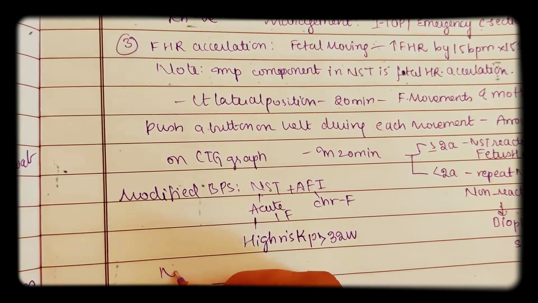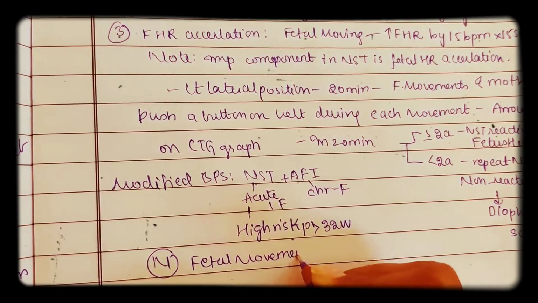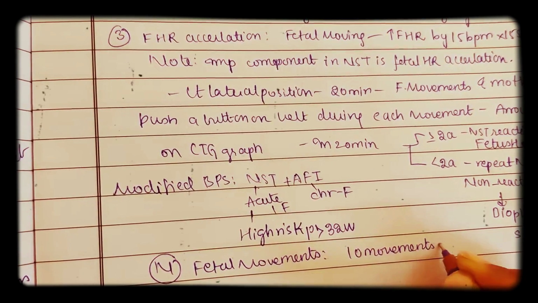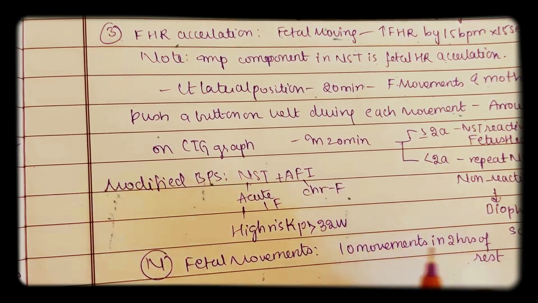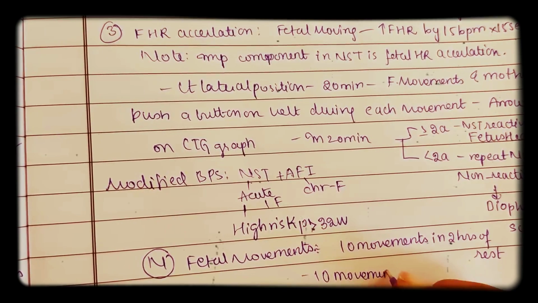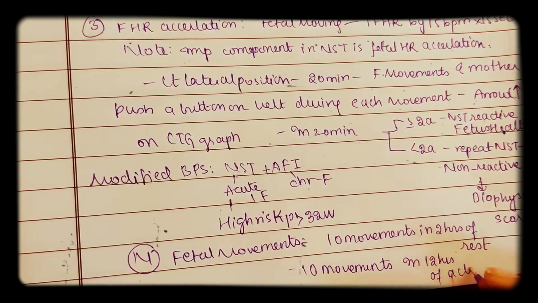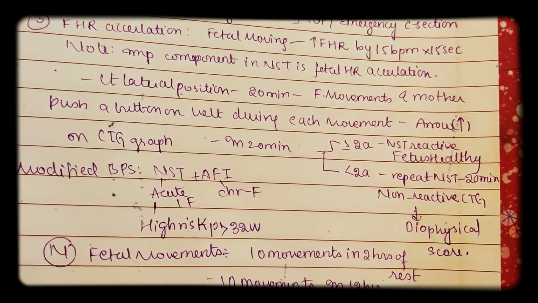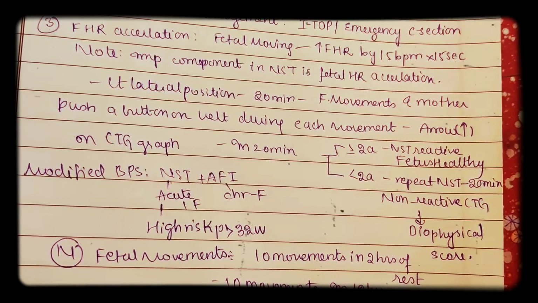And normal fetal movements. So first we need to understand what normal fetal movements are, right? So 10 movements in 2 hours of rest. So if the pregnant female is at rest, then at least 10 movements should be there, and 10 movements in 12 hours of activity. So whenever the female is active, then also there should be 10. If sometimes fewer than 10 movements occur, then the female should immediately come to the hospital, because the daily fetal movement count should always be kept by the mother.